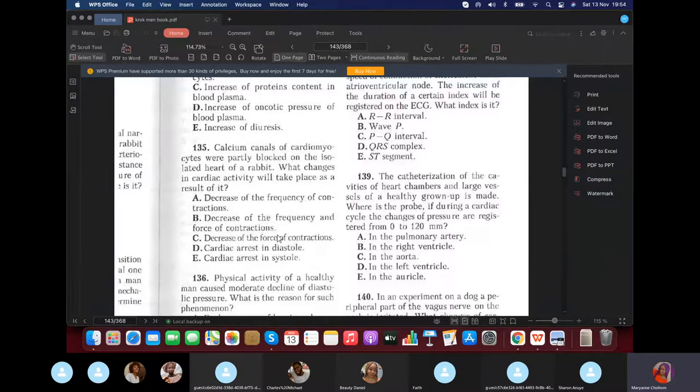Why? Calcium is also needed for the action potential, to stimulate the action potential. So that's frequency. When there's more calcium, there'll be more frequency because there'll be more action potentials occurring.